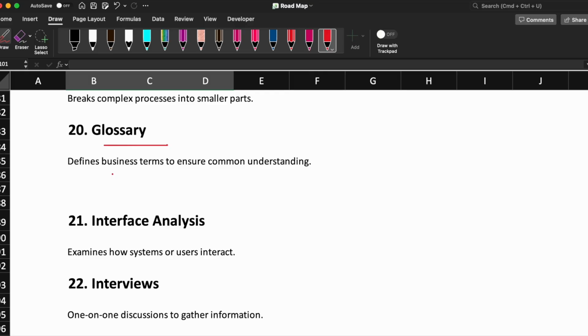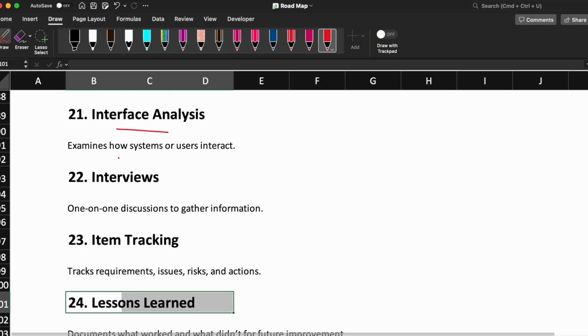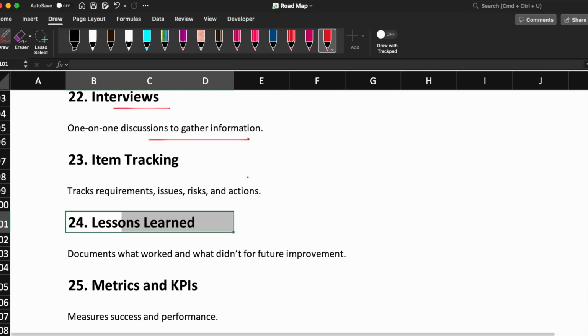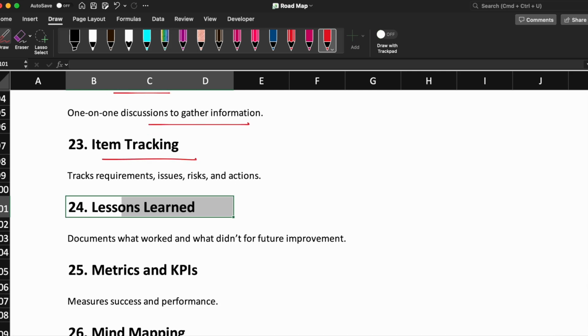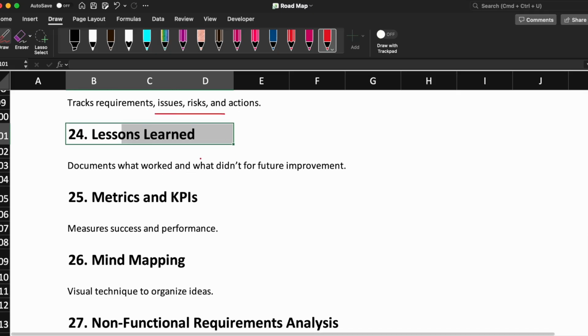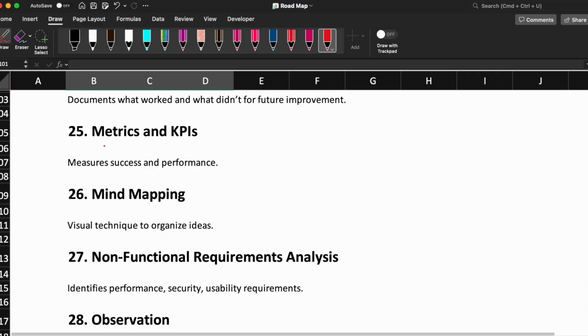Number 21, interface analysis: examine how systems or users interact. Number 22, interviews: one-on-one discussion to gather information. Number 23, item tracking: tracks requirement issues, risks and actions. Number 24, lessons learned, retros: documents what worked and what didn't for future improvement. Number 25, metrics and KPIs: measure success and performance.